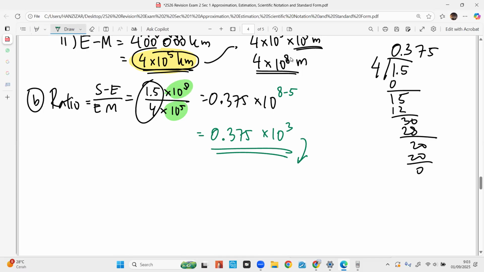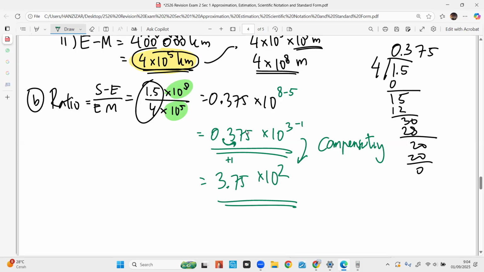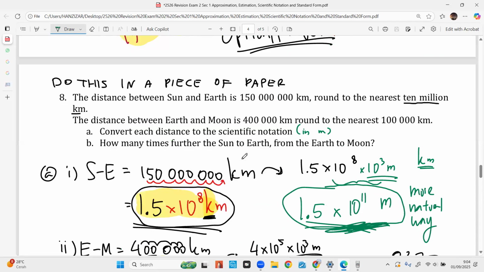Not significant figures. Go right by 1. Remember the compensation rule? Compensating rule. So 3.75. If you go right by 1, you subtract the power by 1. There you go. Okay, that is for question 8B.